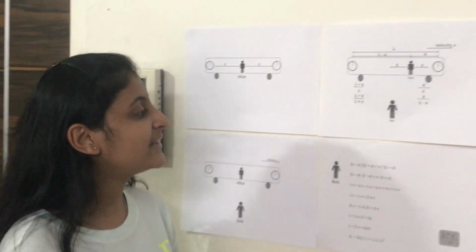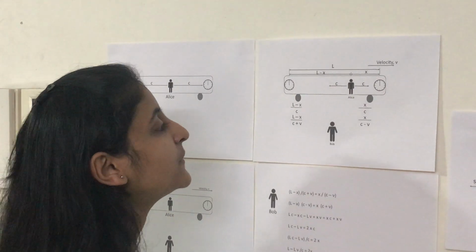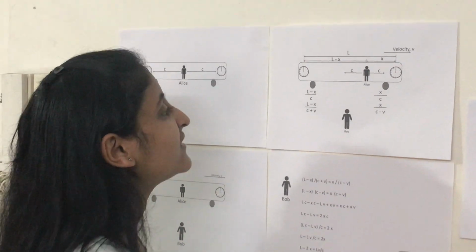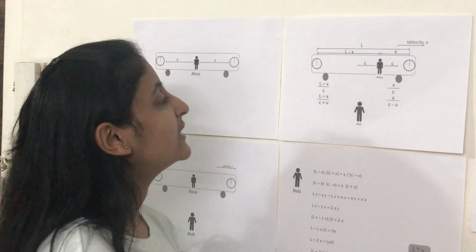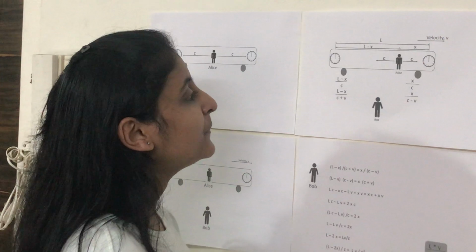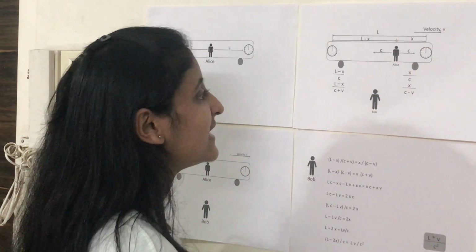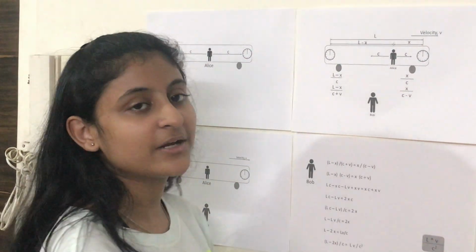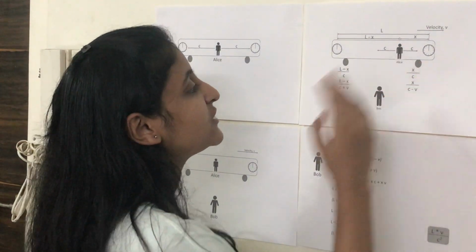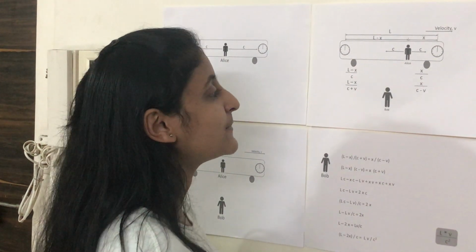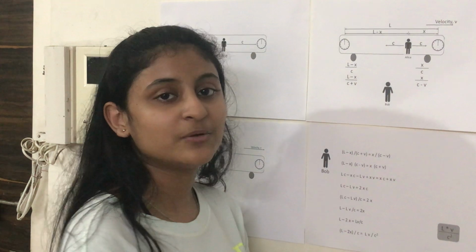So now, let us synchronize these clocks for Bob and move Alice a little closer to the clock in the front, so that the difference between these two clocks is the same as it was in the previous case. Now let the length of the cart be L, the distance between Alice and the clock at the front be X, and the distance between Alice and the clock at the back be L minus X. So the time taken by the light pulse to reach the clock at the front would be X upon C, whereas the time taken for the light pulse to reach the clock at the back would be L minus X upon C.